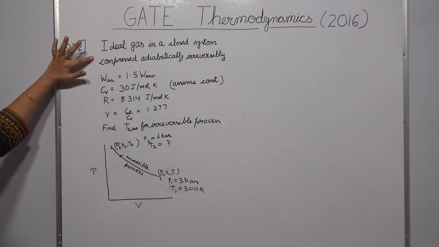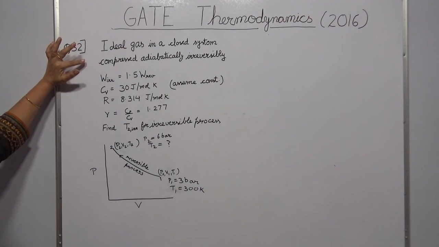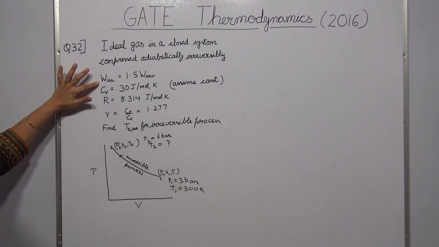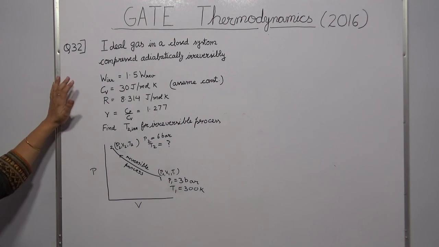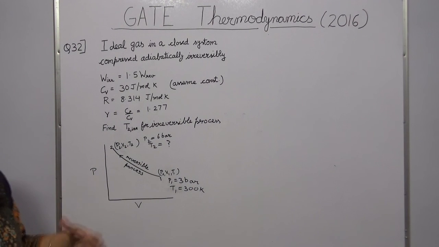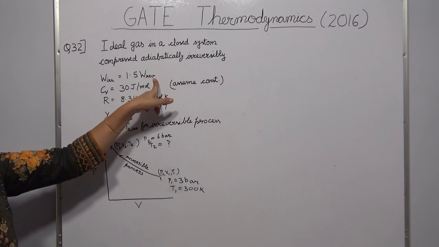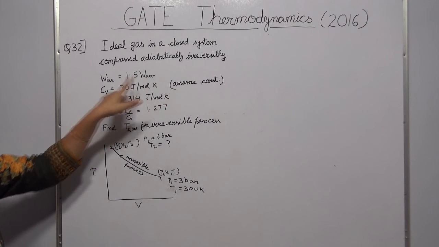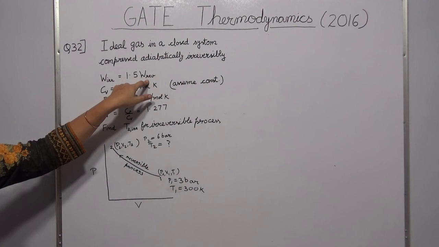There is an ideal gas in a closed system and it is compressed adiabatically and irreversibly. They have given you the following data: the work done for the irreversible process is equal to 1.5 times the work done in a reversible process. So if the same compression was carried out through a reversible process, W reversible means the work which will be required in that process. So W irreversible is equal to 1.5 times the W reversible.